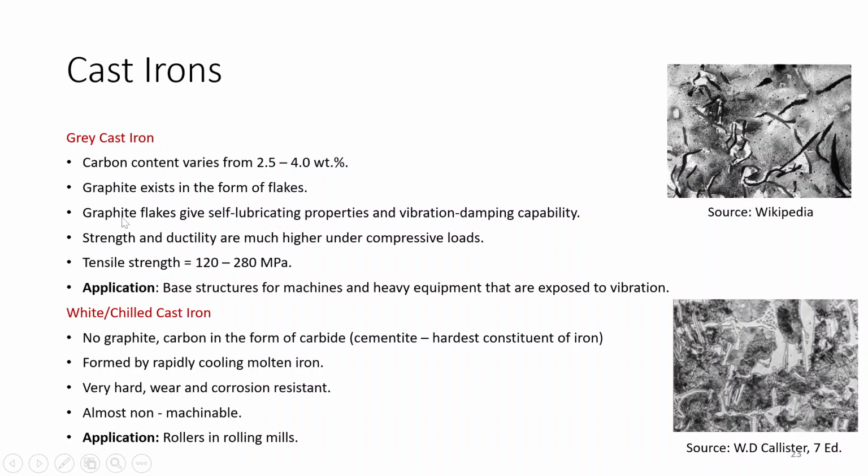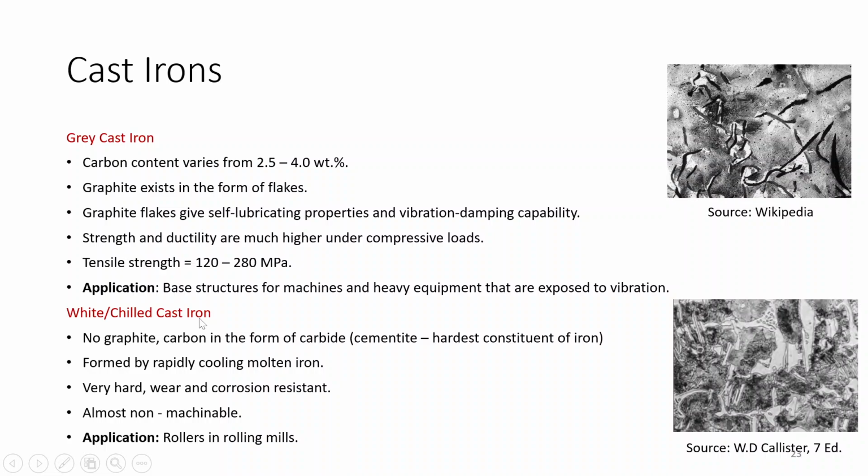Okay, and graphite, as you know, is also used as a lubricant in some cases. So in the case of cast iron, this will be providing self lubricating properties, and this vibration damping capacity will also be because of this graphite.